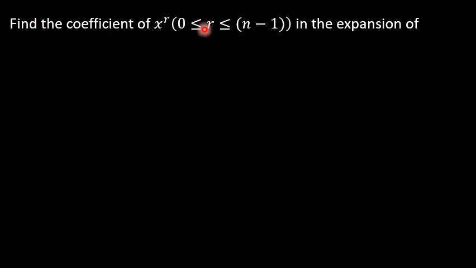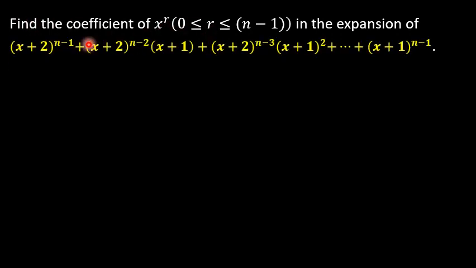Find the coefficient of x to the power of r in the expansion of (x+2)^(n-1) + (x+2)^(n-2)(x+1) + (x+2)^(n-3)(x+1)^2 + and so on up to (x+1)^(n-1). It is given that r lies between 0 and n-1.